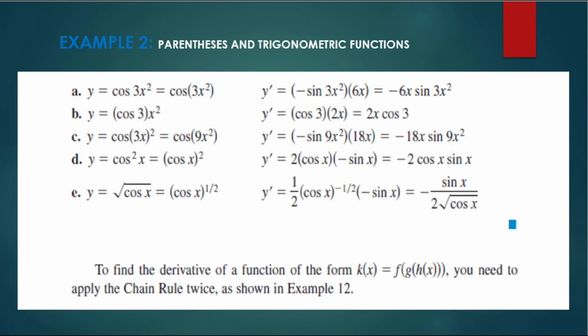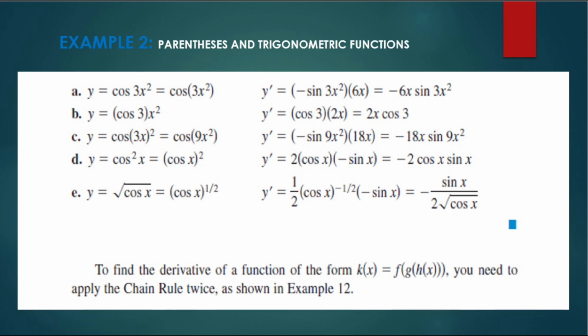So for letter C, we have y is equal to cosine of the quantity 3x squared, which is equal to cosine of the quantity 9x squared. Its y prime is equal to the quantity negative sine 9x squared times the quantity 18x, which is equal to negative 18x sine 9x squared. So for letter D, we have y is equal to cosine squared x, which is cosine x squared with parentheses. So y prime is equal to 2 times cosine x with parentheses, and negative sine x with parentheses, which is equal to negative 2 cosine x sine x.